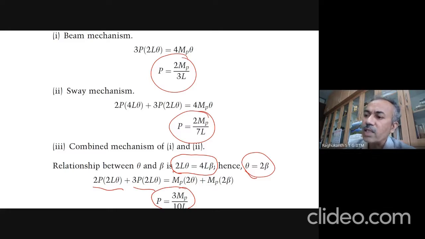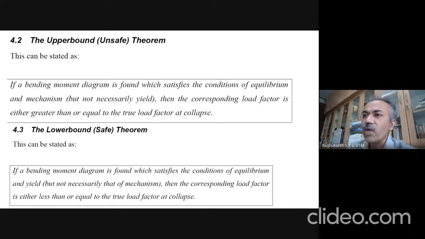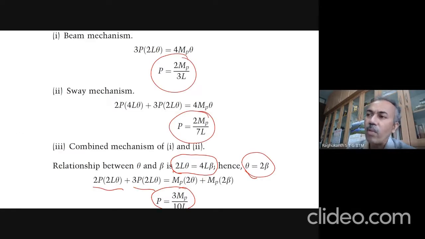So now if you calculate among all the three mechanisms, you can find the lowest one. That is the critical mechanism. That is how this portal frame is going to collapse. So this way, you can solve many problems just using kinematic methods. You assume a mechanism, and then you work back and find your collapse load, and you can redraw the bending moment diagram and verify also. Okay. So similarly, you can solve several problems.